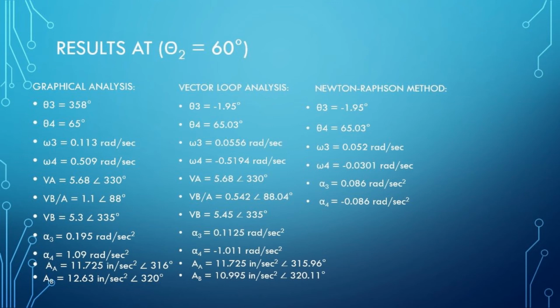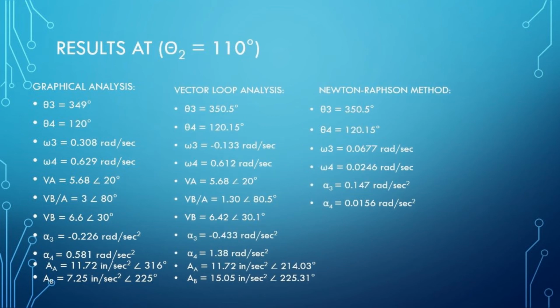Our graphical analysis actually ended up being more close to the exact values that we were supposed to find. The same thing applied to theta 2 equals 110. Everything was within a reasonable margin of error. The only issues we had came from the Newton-Raphson method. Overall, that still ended up working out pretty well.